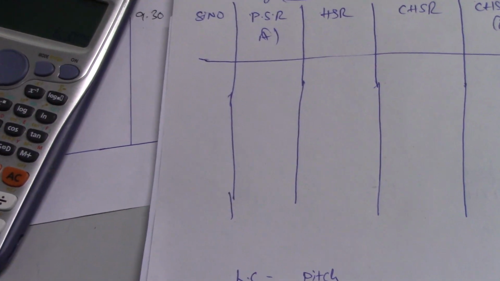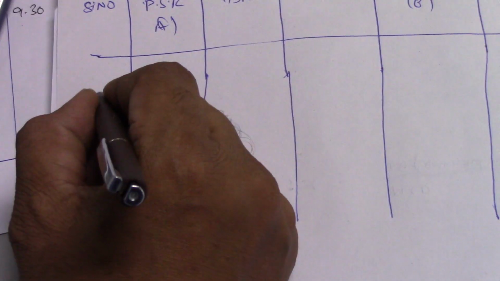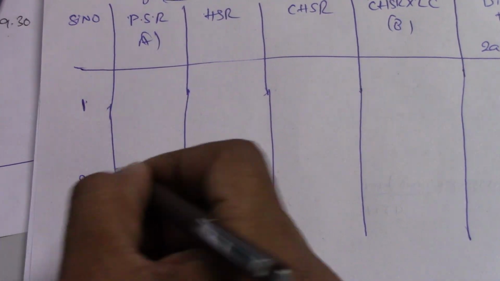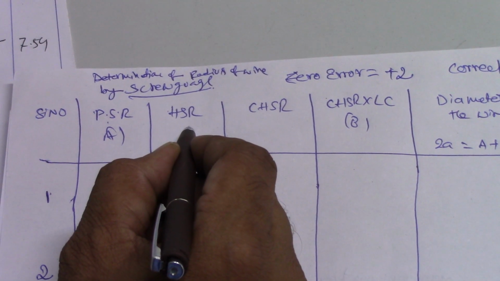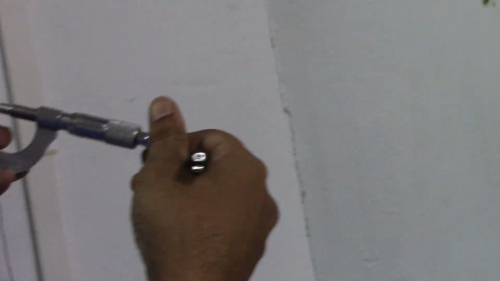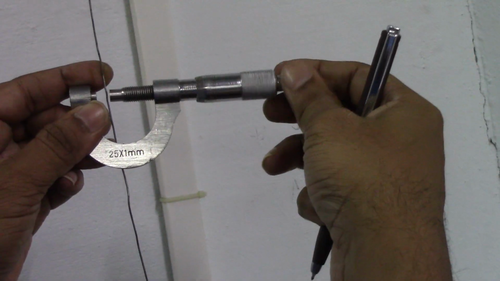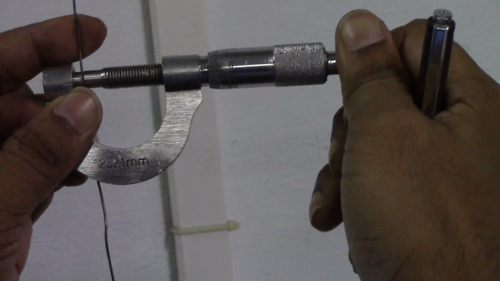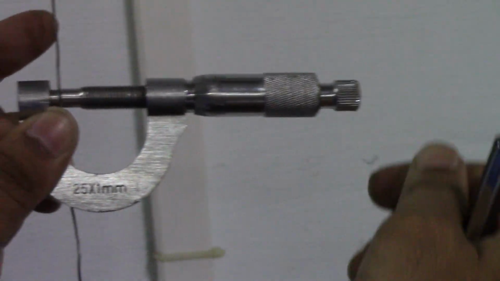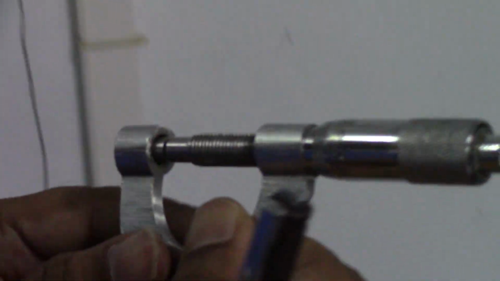Okay, here to note down the values, first we have serial number like 1, 2. Here we have to note down the pitch scale reading and the head scale reading. How to note down the pitch scale reading and the head scale reading? Let me explain. First, move this jaw a little bit in the opposite direction to insert the wire in between the 2 jaws. So let us make 1 or 2 ticks. Later you can see how to note down the pitch scale reading and head scale reading.